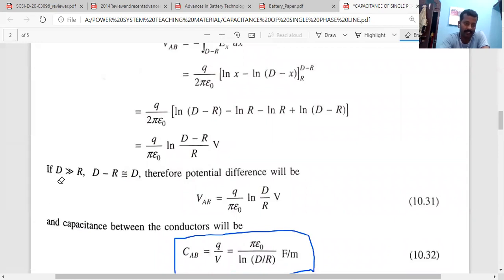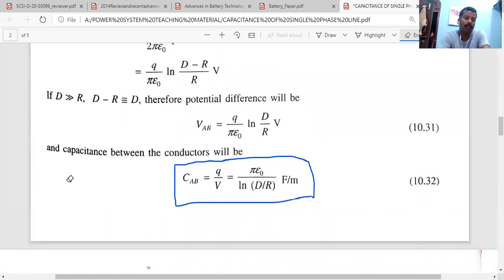And if d is very much greater than r, meaning the spacing between the two conductors is very large, then d minus r will be equal to d. Meaning r can be neglected, and d minus r will be d. Then the potential difference will be VAB equal to q upon pi epsilon ln (d by r) volt. Means d minus r becomes d when the radius of the conductor is very small compared to the spacing between conductors.